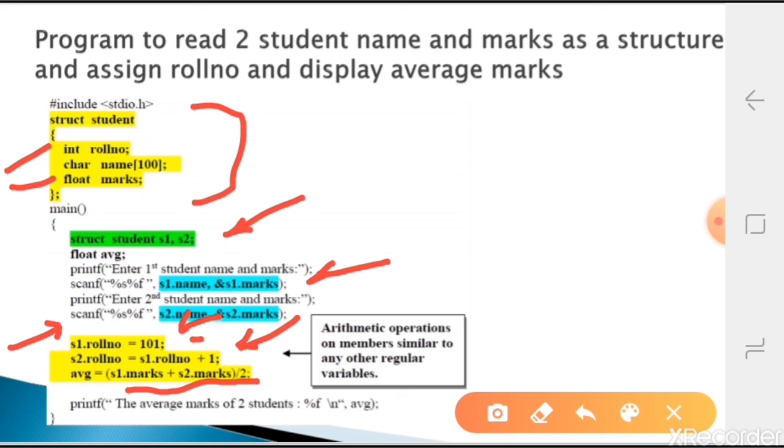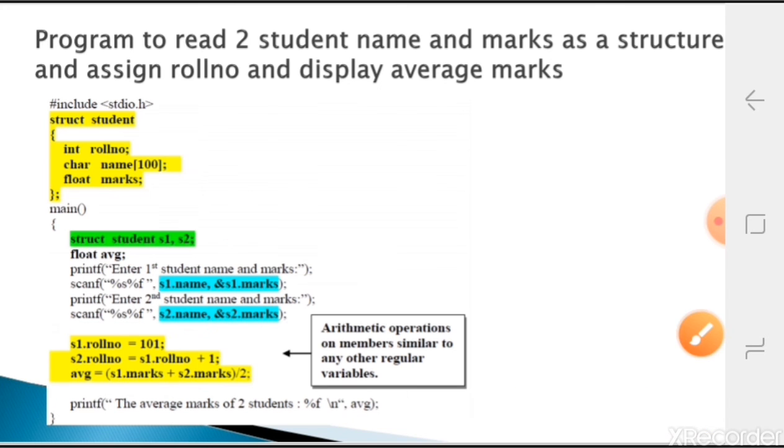Then in this program we got the average, and this average will be displayed in the printf statement, that is printf average of two students and percentage, where we display whatever average marks there are. Let us see the output now.